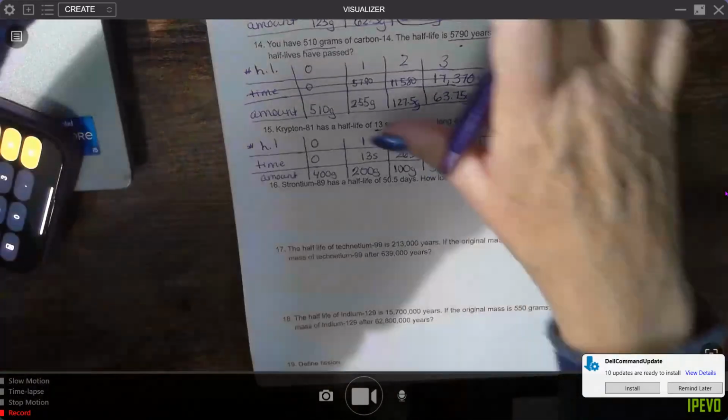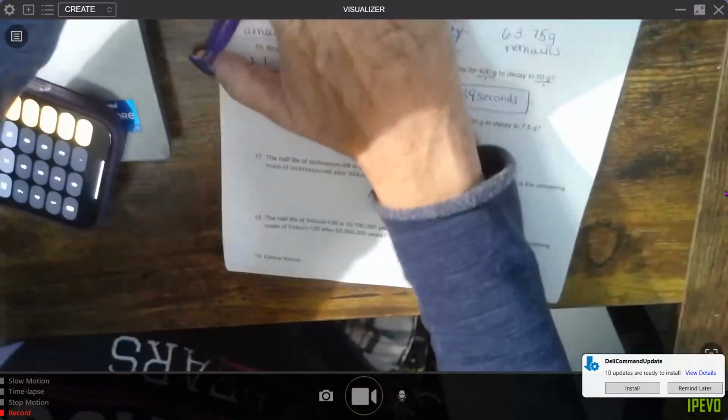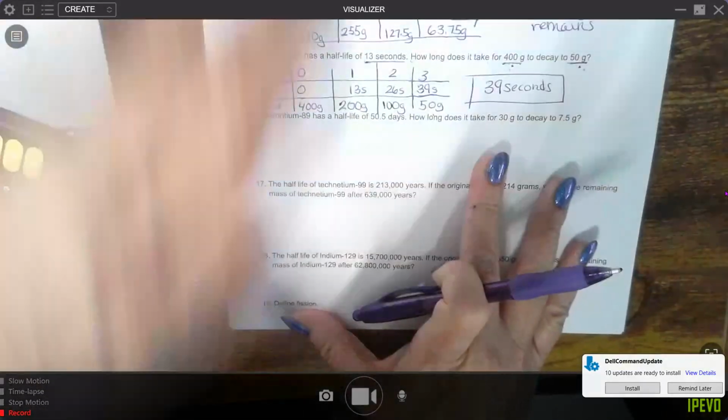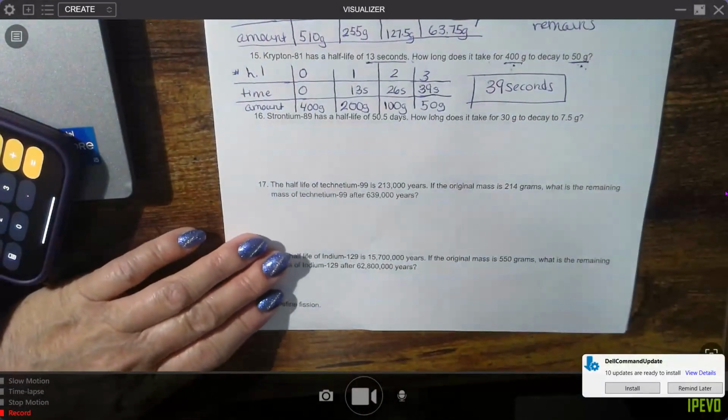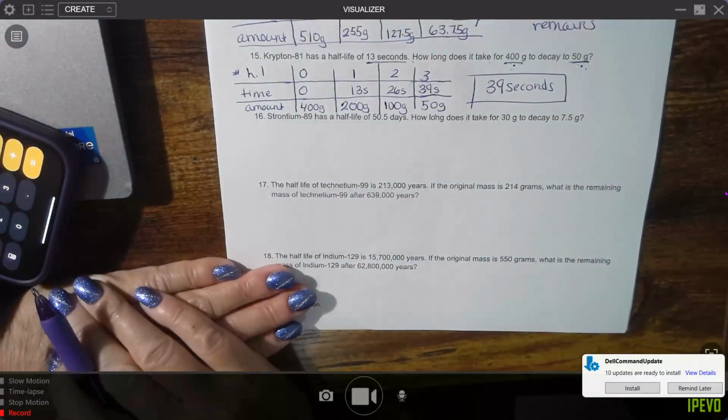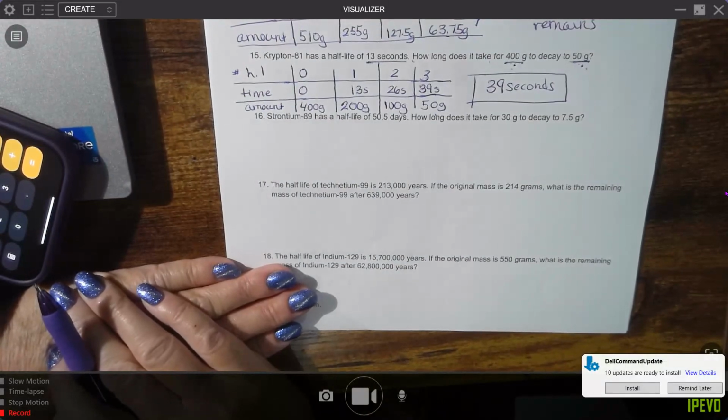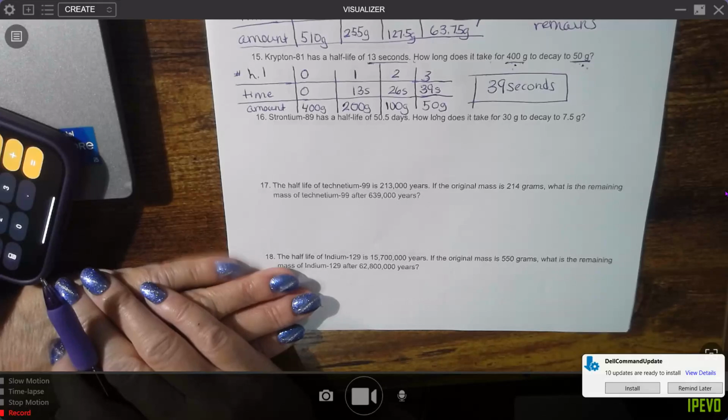All right, we've got 3 more questions. Hopefully this is just kind of a process, and if you can figure out the process, you will not have any problem with any of these types of calculations.